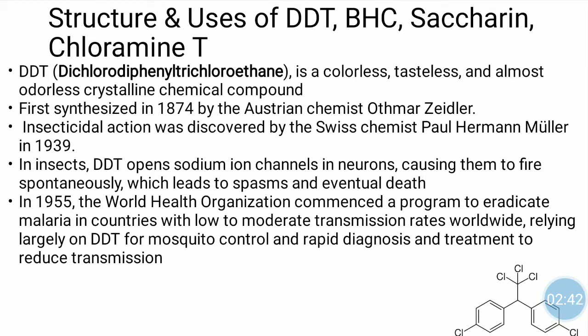So this discovery was a game changer because, as it has insecticidal property, most of the countries used DDT for taking control of the insects, especially the mosquitoes. So how does this DDT act as an insecticide? In insects, this DDT opens the sodium channels in neurons, causing them to fire spontaneously, which leads to spasm and eventual death. So that was the main mechanism behind the death of the insects.